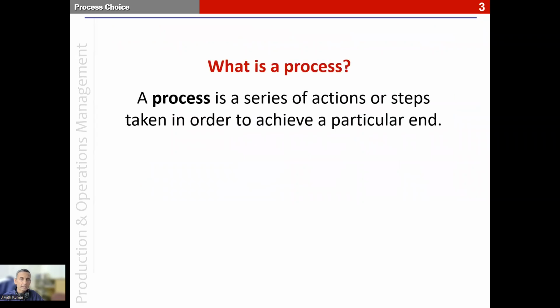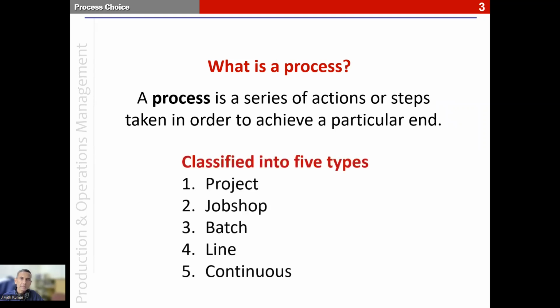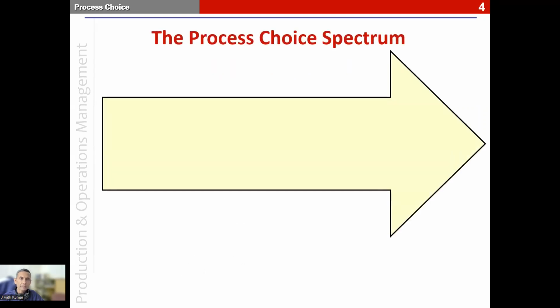So formally speaking, a process is defined as a series of actions or steps taken in order to achieve a particular end. All operations and supply chain management is essentially about the study and design implementation of processes. Now, typically, processes are classified into 5 types. The project type of process, then we have the job shop process, the batch process, the line flow process, and the continuous flow process. Now, these 5 types of processes are depicted on a spectrum. This is called the process choice spectrum.